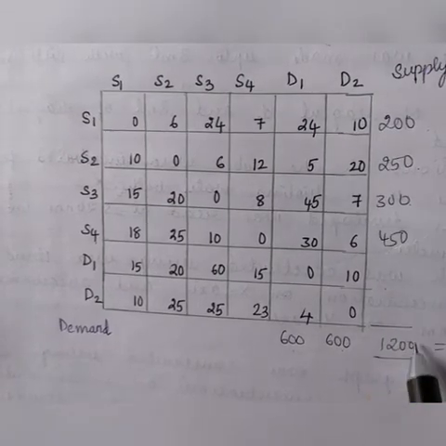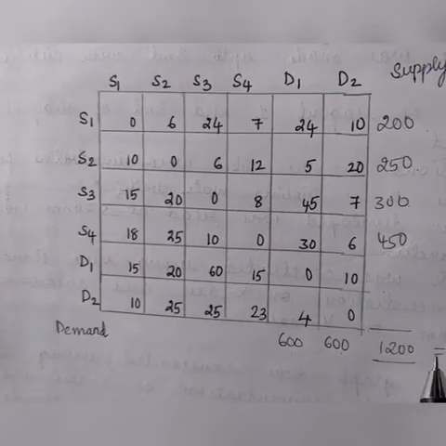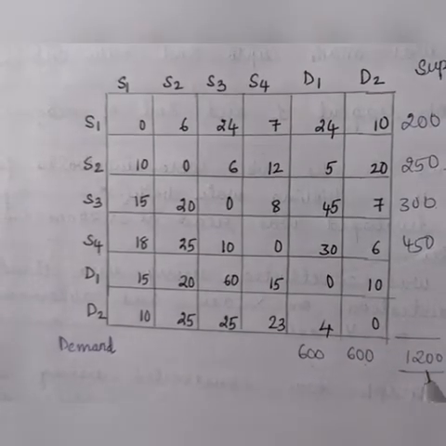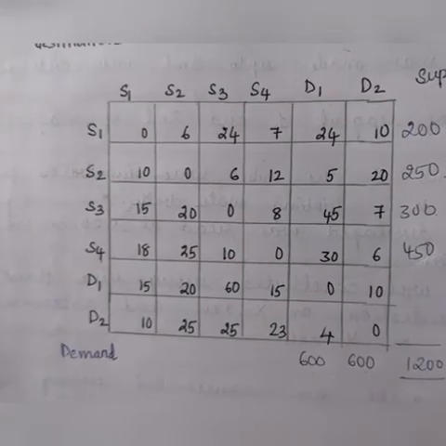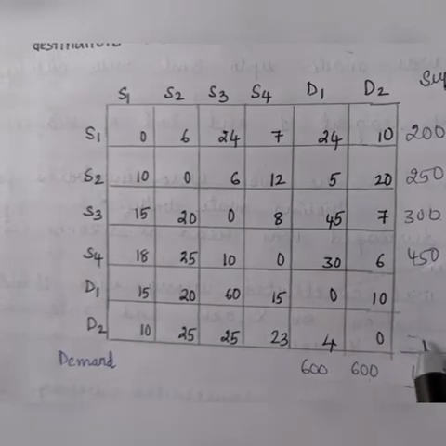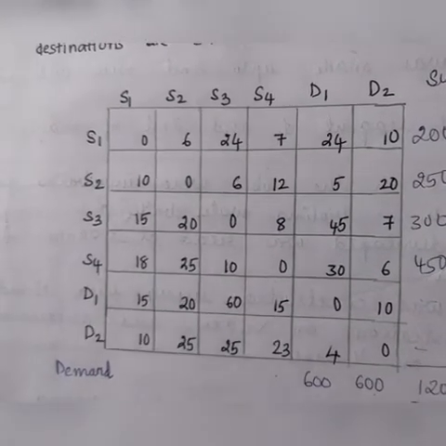Okay, since it is a balanced transshipment problem, let us continue with the next step. Now these supply values here and these demand values here are empty. So now what do we do?